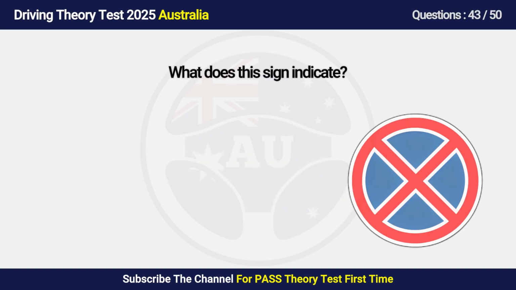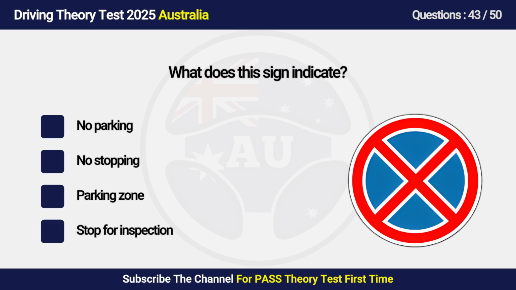Question 43. What does this sign indicate? A. No parking. B. No stopping. C. Parking zone. D. Stop for inspection.